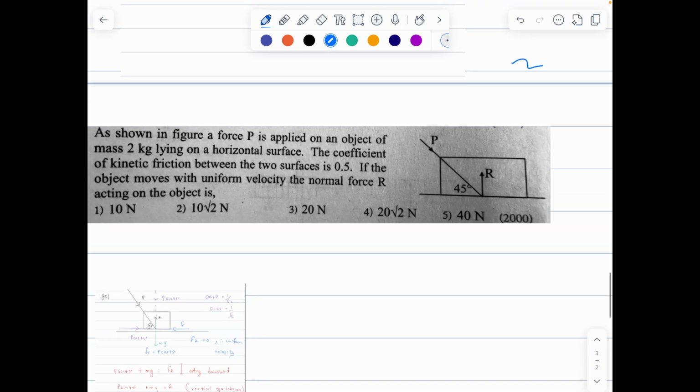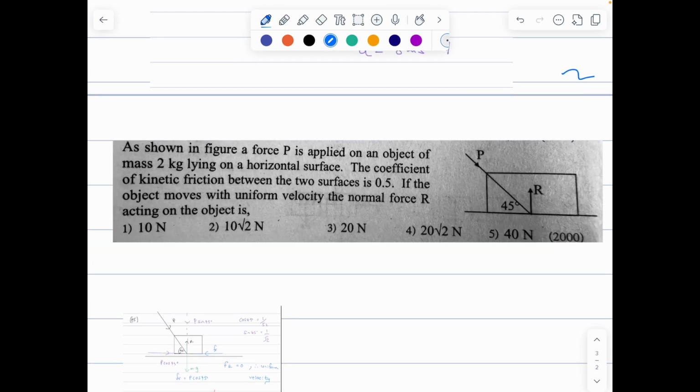Alright, the last question for today. Okay, if you observe this diagram, as shown in the figure, force P is applied on an object of mass 2 kg lying on a horizontal surface. The coefficient of kinetic friction between the two surfaces is 0.5. If the object moves with a uniform velocity, the normal force R acting on the object is.